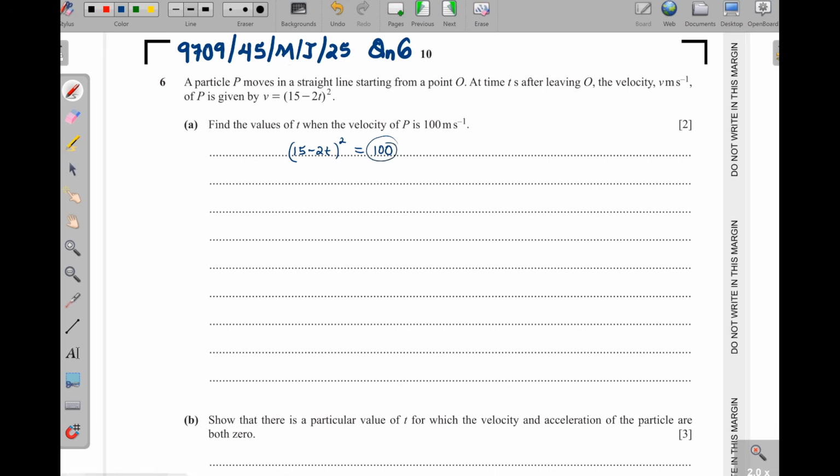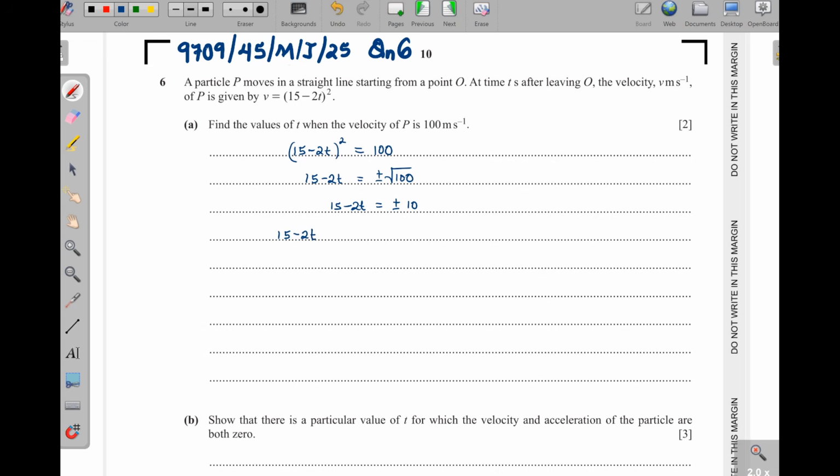And 100 is a perfect square. That means inside here, we are having 10. So it can be 10 or negative 10, because when you square 10 and negative 10, you get 100. So when we take the square root on both sides, we shall have plus or minus 10. Okay? So 15 minus 2t then shall be plus or minus 10.